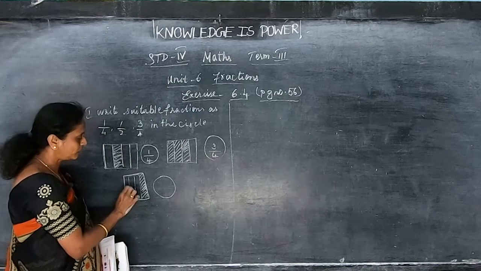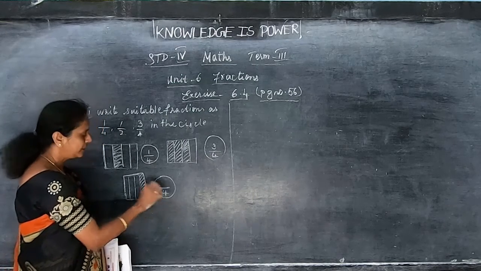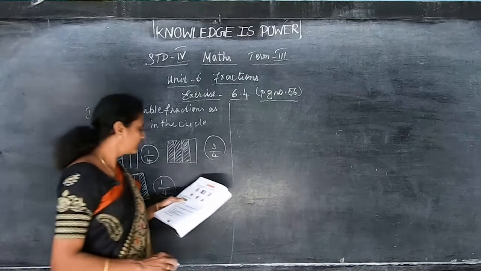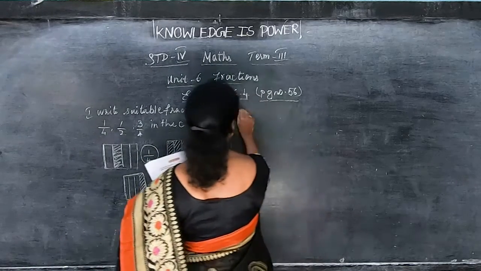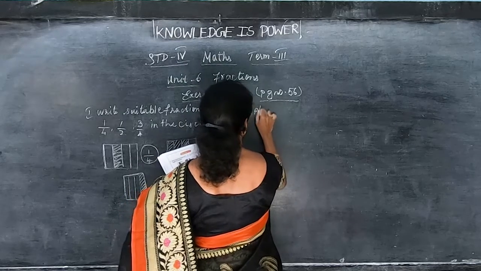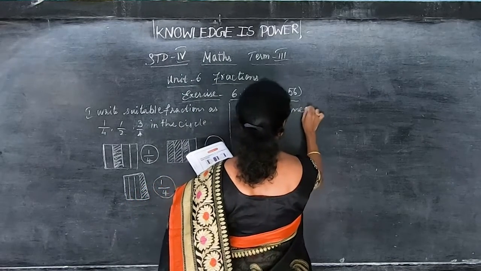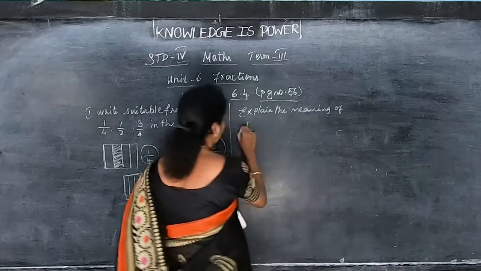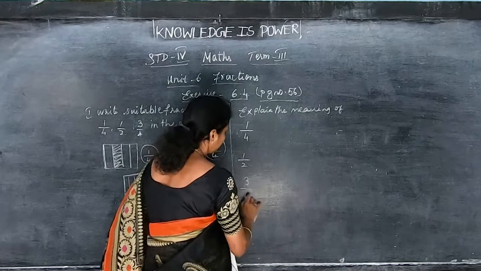Here how many parts? 1, 2, 3, 4. You write this denominator down as 4 and put the line. How many are shaded? That is 1. So you have to write like this. Then they are asking, explain the meaning of 1 by 4, 1 by 2 and 3 by 4.